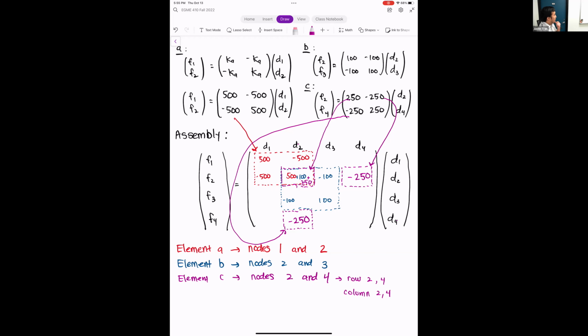And then finally, we have to add the last entry there, which is row 4, column 4. And so we go to row 4, column 4 of the matrix, and we end up in this spot right here. So that's going to give us a positive 250.